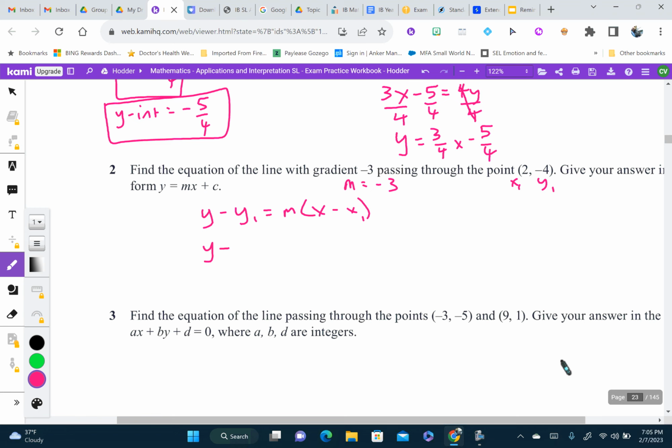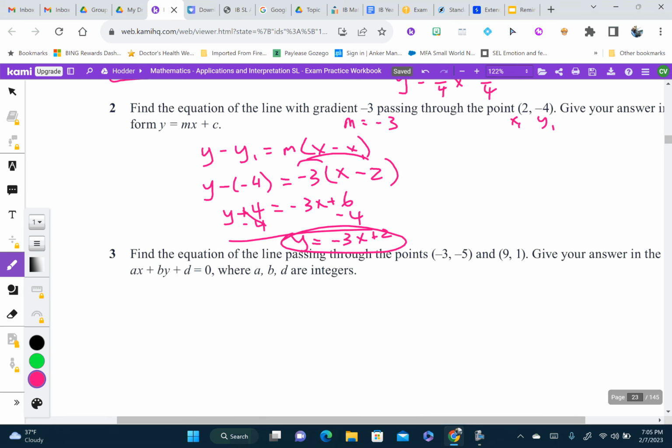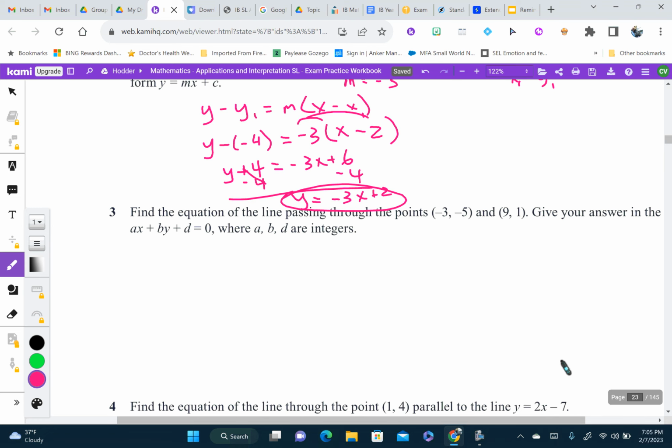So we have y minus our y1 is negative 4. So y minus negative 4 is equal to our m is negative 3, parentheses x minus our x1 is 2. And then negative negative becomes a positive, so that's y plus 4 is equal to, I'm going to distribute this, so that's going to be negative 3x plus 6. And then to get it into this form right here, you have to subtract 4 from both sides, minus 4. So this cancels out and you're left with y equals negative 3x plus 2. And find the equation of the line. We're done.